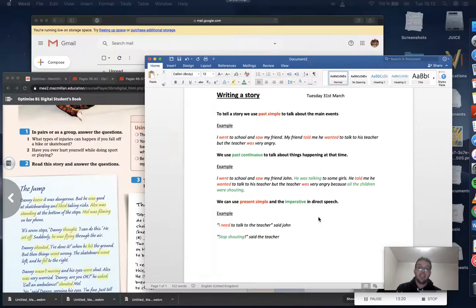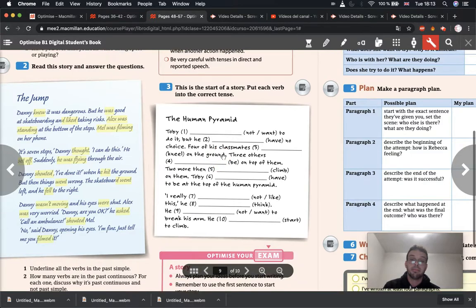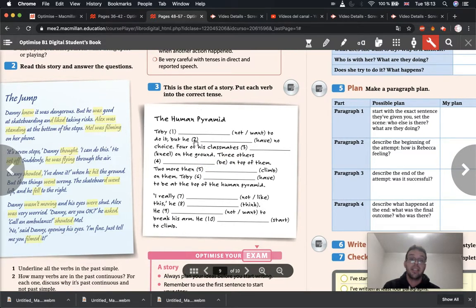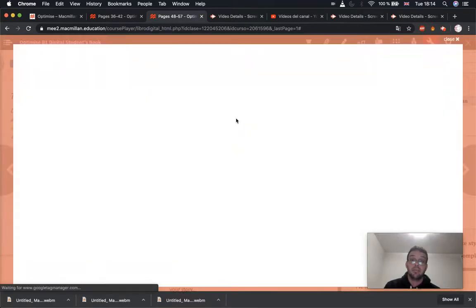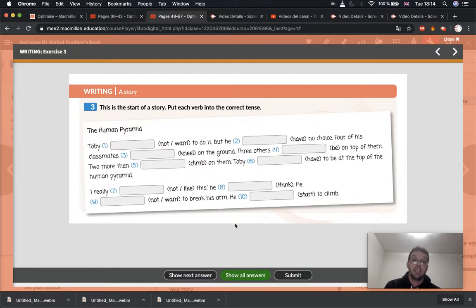Okay, very good. Let's go back to our pupils book. Now, we can do this exercise. This is a story, and we have to complete it, putting the verbs in the correct form. Have a look and see if it's past simple or past continuous. And if there's some direct speech, you have to think if it's imperative or present simple. So let's do the exercise. Now you can pause the video and have a go on your own. Finished? Let's go through it together.